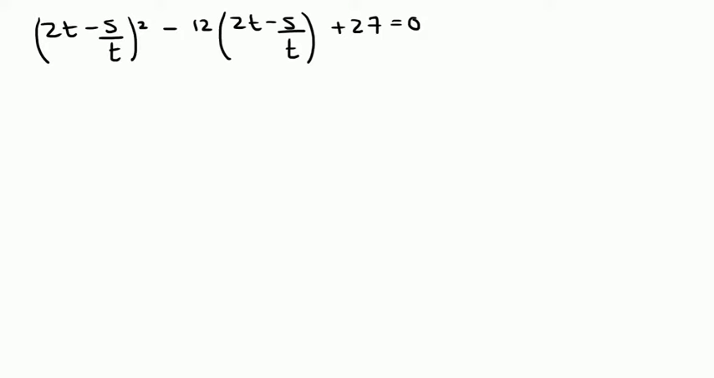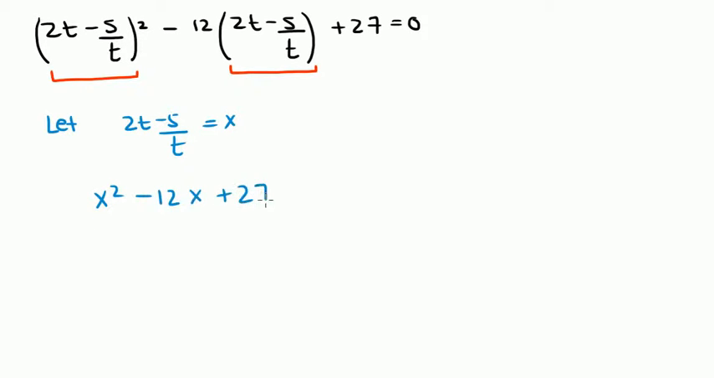Question 6. We have 2t minus 5 over t squared minus 12 by 2t minus 5 over t plus 27 equals 0. So really the first thing we want to notice is the pattern. We have something squared minus 12 multiplied by that expression plus 27 equals 0. So we can simplify this by letting 2t minus 5 over t be equal to x. By doing that, we now have x squared minus 12x plus 27. And we can find two values for x and then go back and find our values for t.